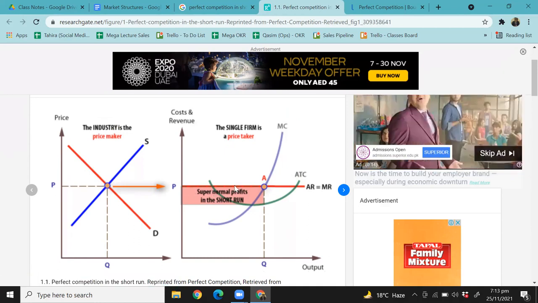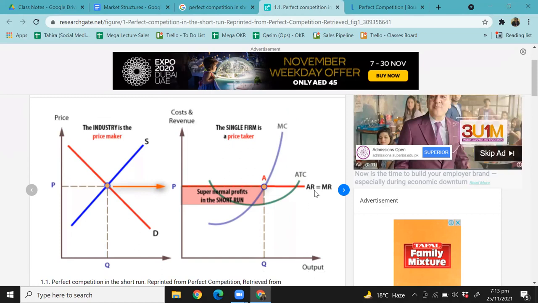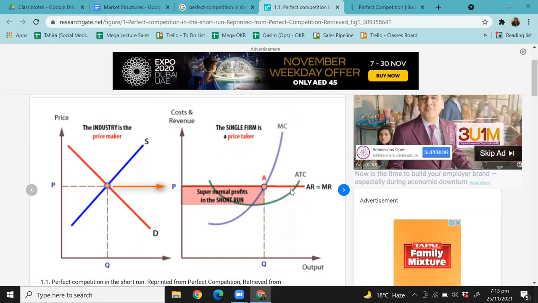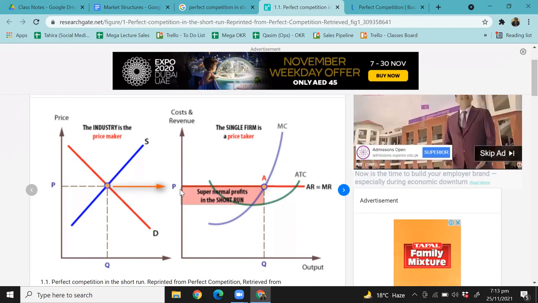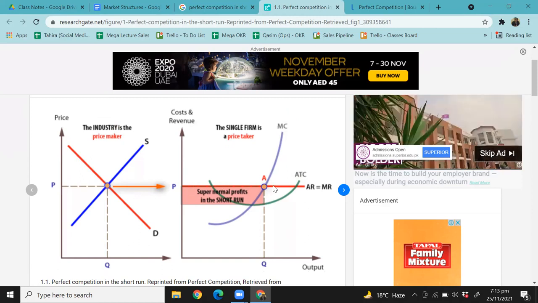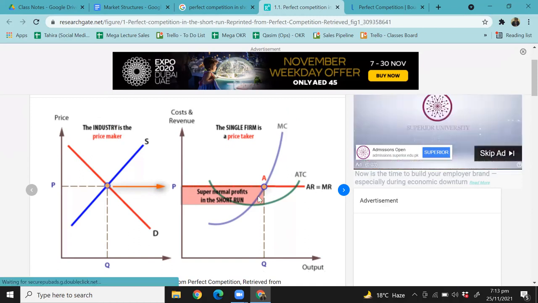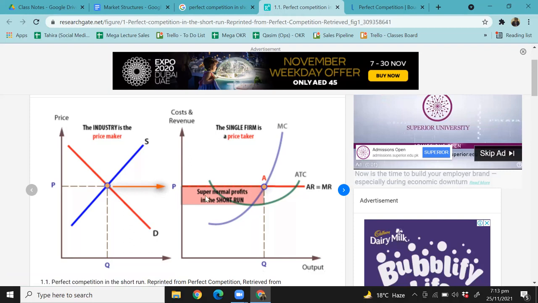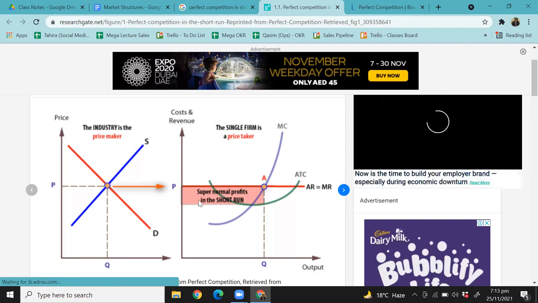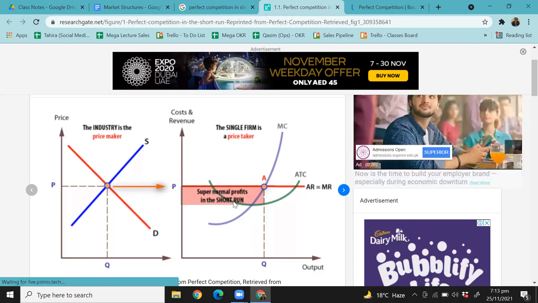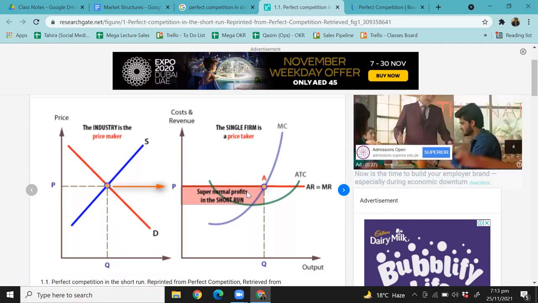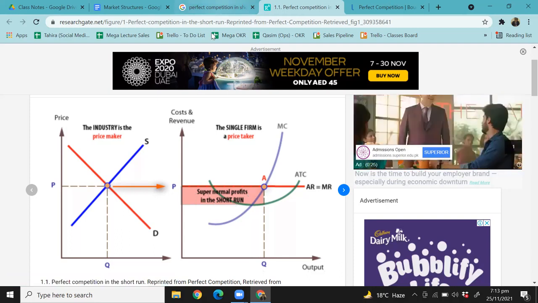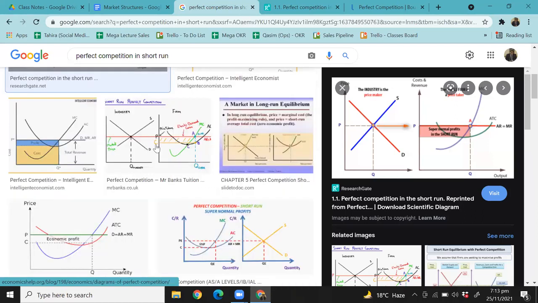Now you extend this equilibrium price to the next graph, and then you see that this is the demand curve. This red line would be the demand curve for each firm. And then you have the upward sloping marginal cost, and then you have ATC. So the area of this rectangle is your supernormal profit. However, what happens in the long run? In the long run, this comes down to normal profit.